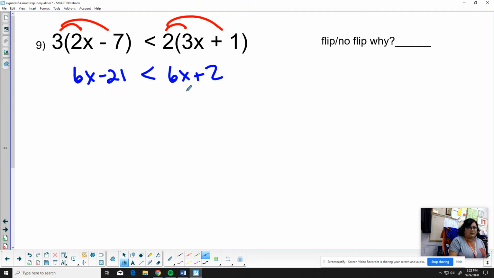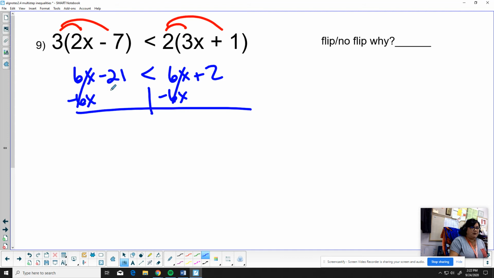Well, I noticed that they're both 6x. Did you notice that? So I'm subtracting 6x on both sides, and they both cancel, which now I know it's either no solution or infinitely many. I just have to see if it's true. So negative 21 is dropping down, less than is dropping down, and 2 is dropping down.